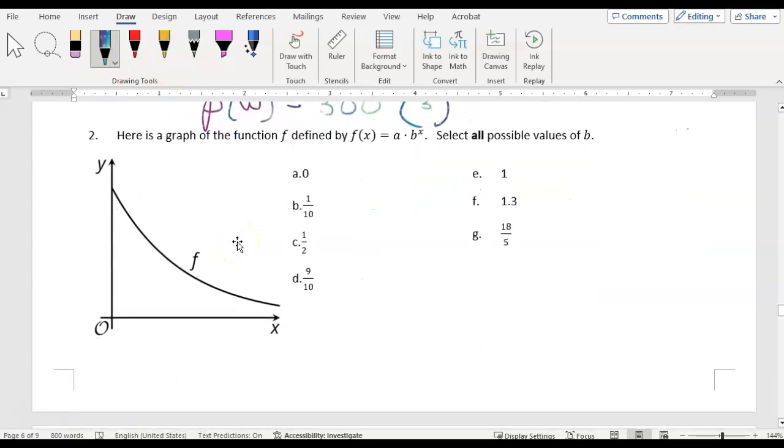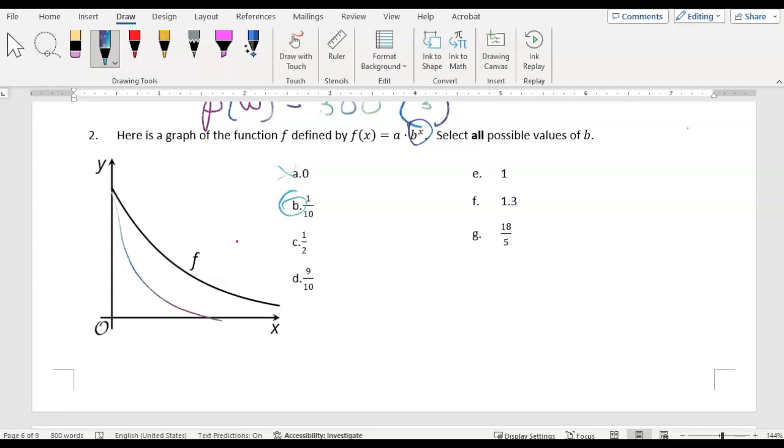So here is the graph of the function f defined by f of x equals a times b to the power of x. Select all possible values of b. So all possible factors, okay? We can't have a factor of 0 because then that would just be 0. 1/10 would mean that we're decreasing to 1/10 each time. That is possible. I think that the slope would probably be a little steeper if we were doing 1/10, but it is possible.